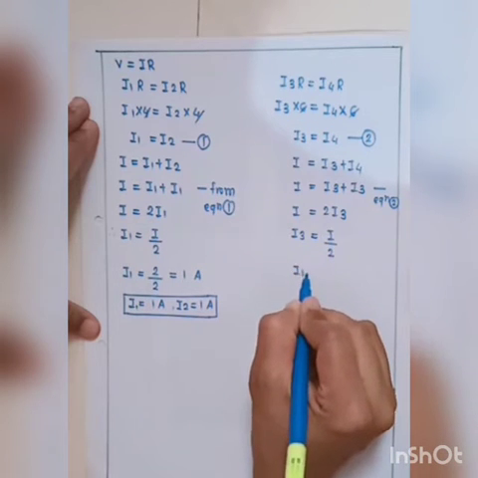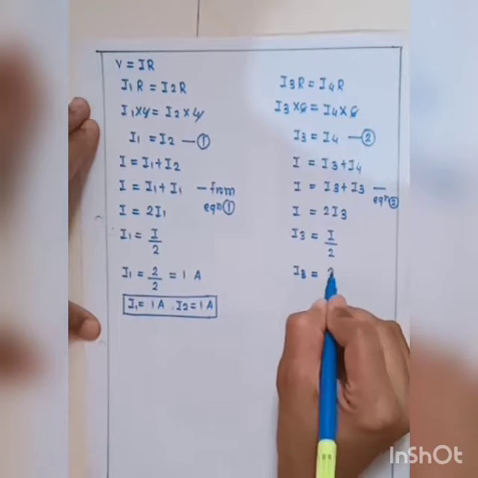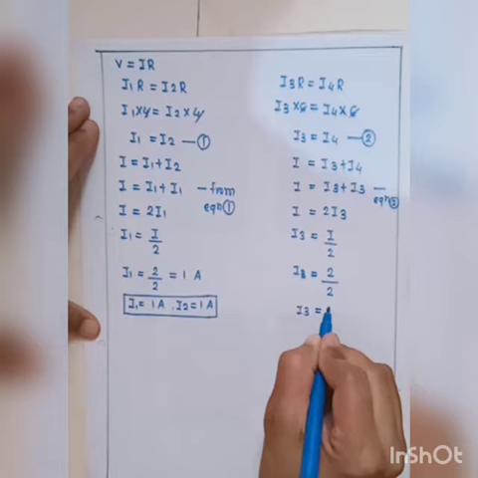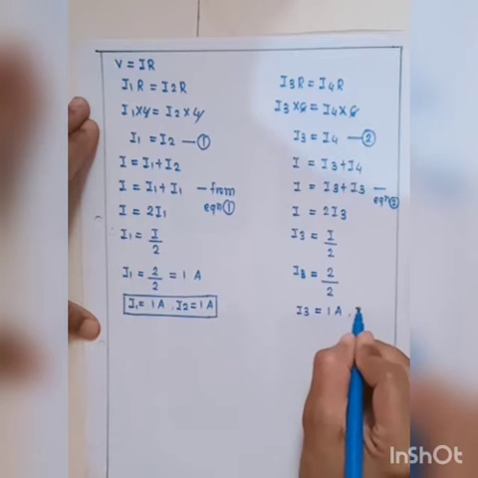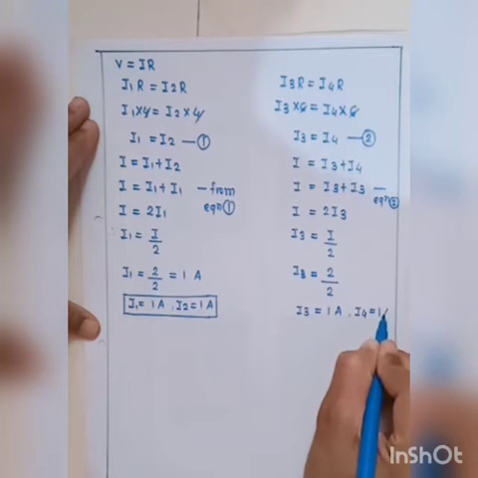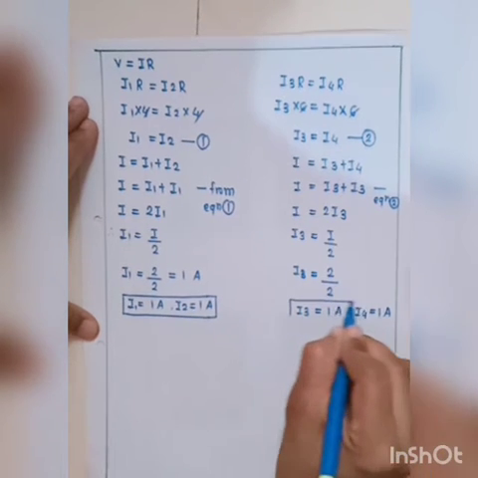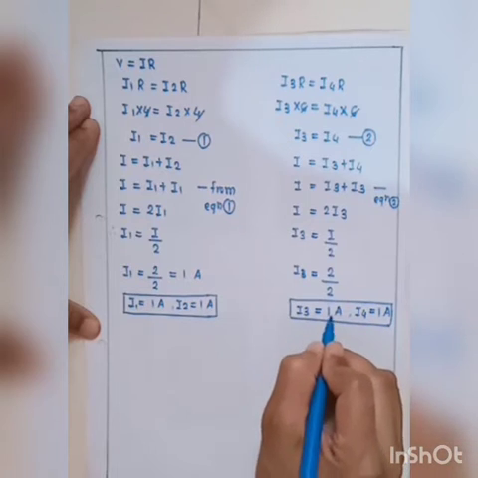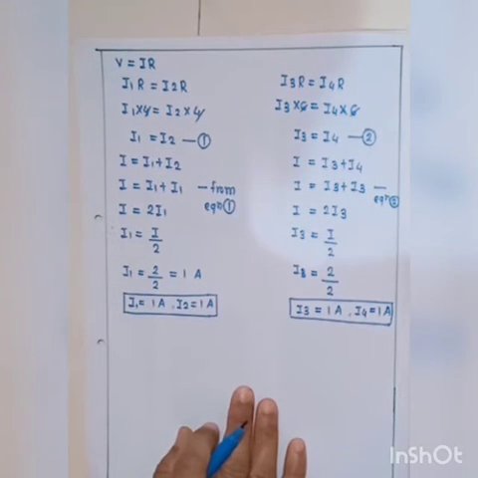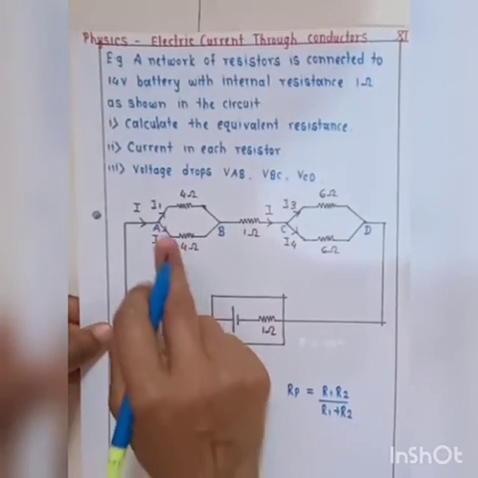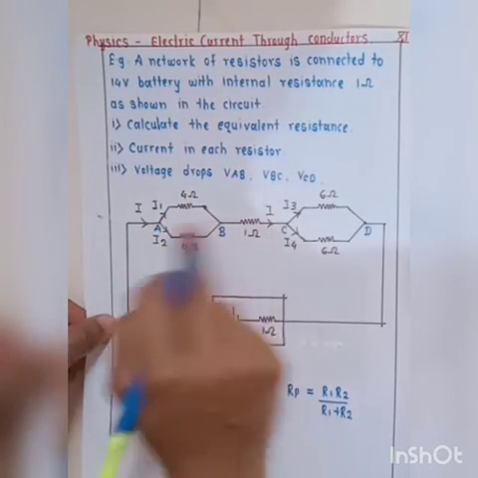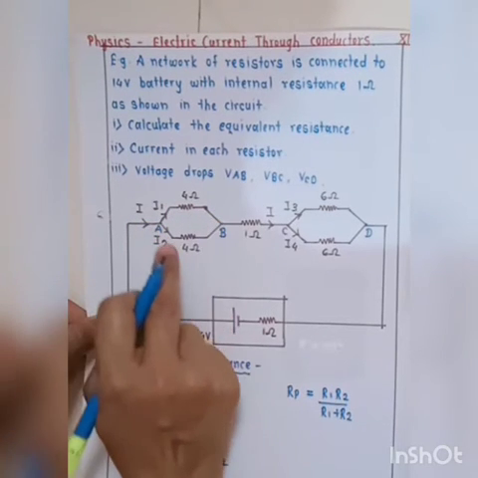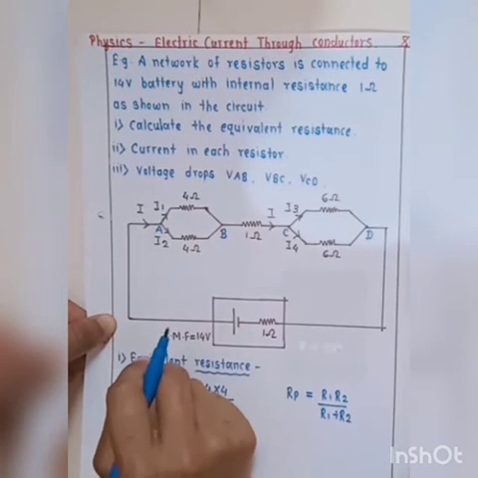So we get I3 is equal to total current 2 ampere divided by 2. So the value of I3 is equal to 1 ampere, and I4 is also 1 ampere because I3 equal to I4. So the current in each resistor is 1 ampere. Total current in the circuit is 2 ampere, but current flowing through each resistor is 1 ampere.